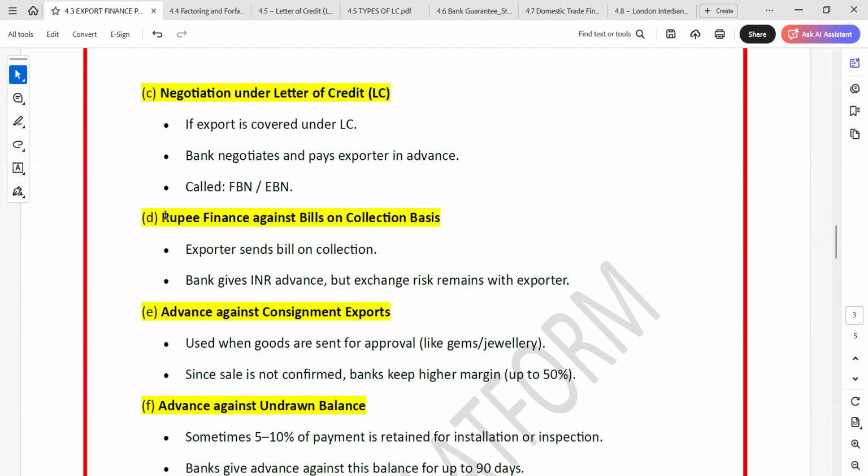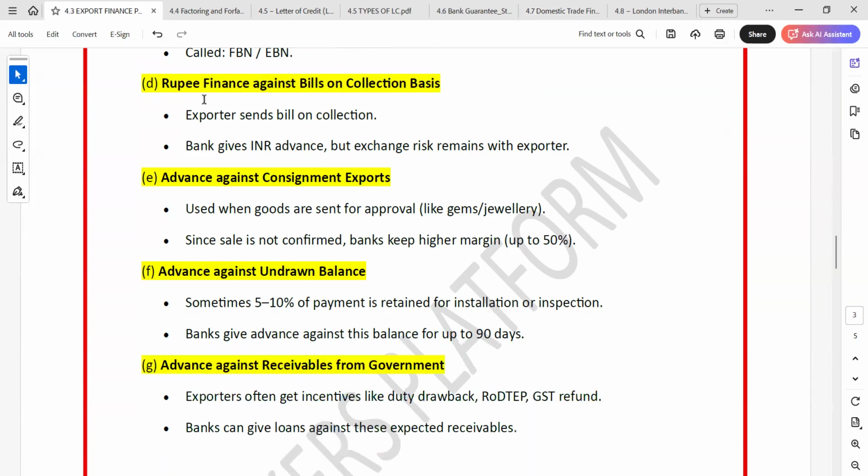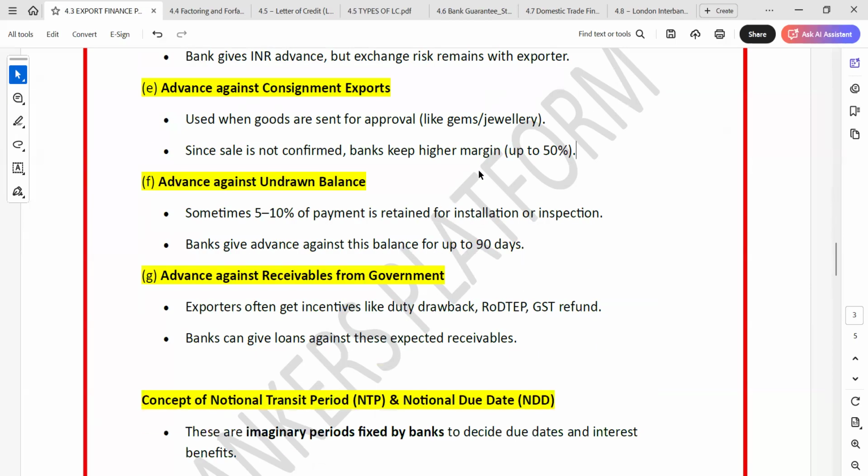Okay. Other is rupee finance against bill on collection basis. Sometimes the bill will be given on a collection basis. Then the exporter sends the bill on collection, the bank gives INR advance, but the exchange risk remains with the exporter. Advance against consignment export is used when goods are sent for approval, like gems or jewelry. Since the sale is not confirmed, banks keep a higher margin, up to 50%, for a consignment export type of bill.